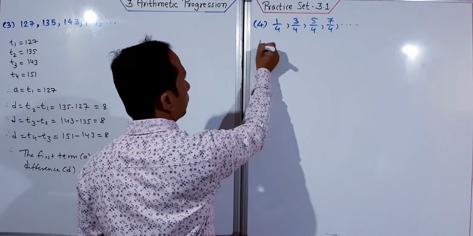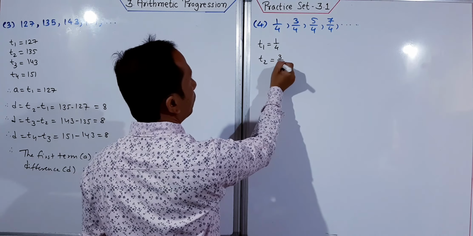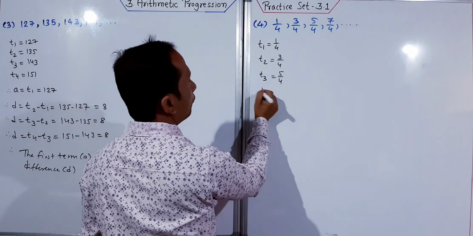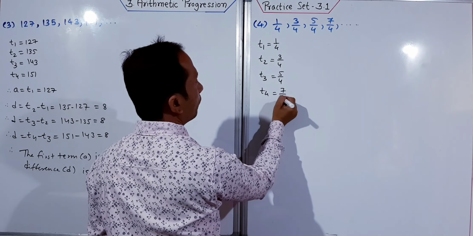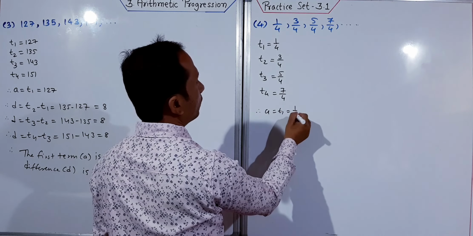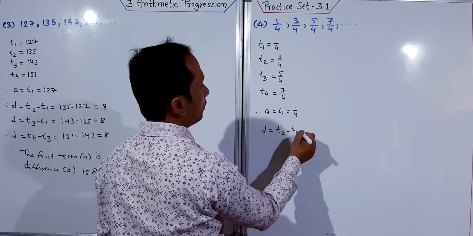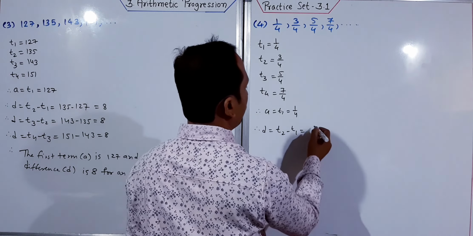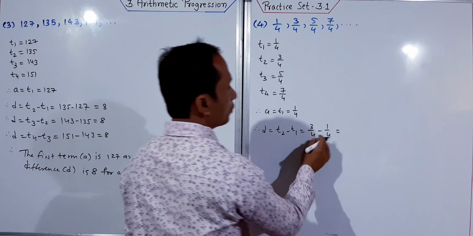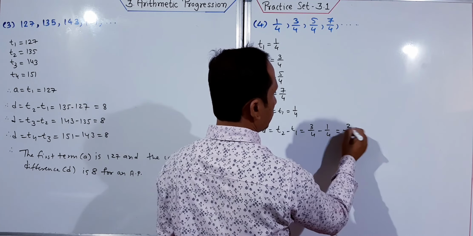T1 is given here 1 by 4, T2 is given here 3 by 4, T3 is given here 5 by 4, and T4 is given here 7 by 4. Therefore A is equal to T1 is equal to 1 by 4. Therefore D is equal to T2 minus T1. It is 3 by 4 minus 1 by 4. So 4 remains constant, and 3 minus 1 is 2, so it is 1 upon 2.